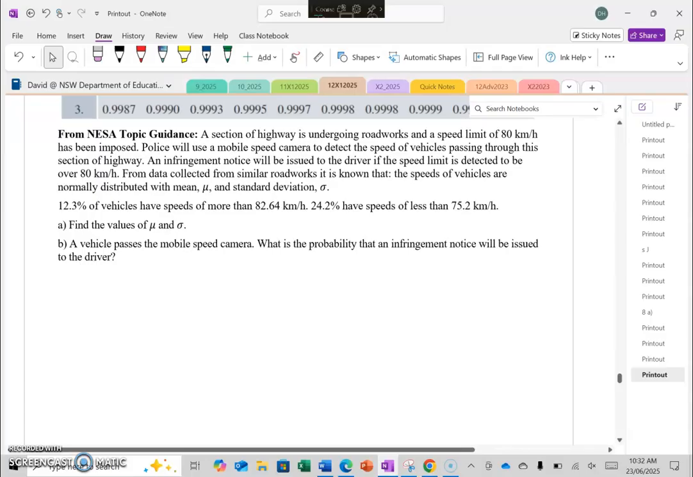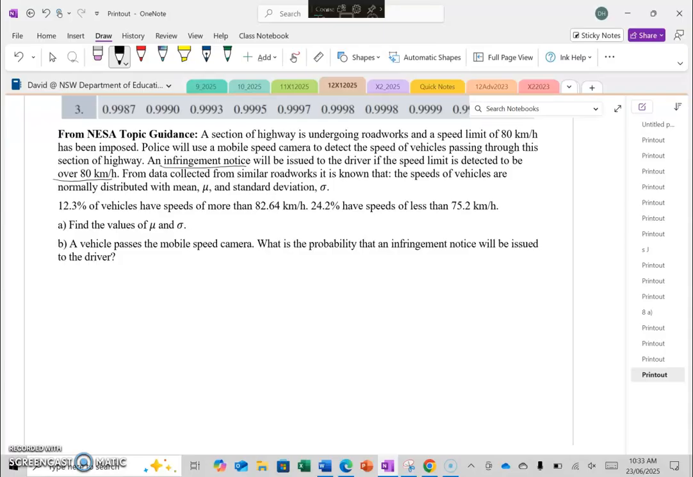The section of highway undergoing roadworks. Speed limit of 80 kilometers an hour has been imposed. Police will use a mobile speed camera to detect the speeds of vehicles passing through the section. An infringement notice will be issued to the driver if their speed is detected to be over 80 kilometers an hour. From the data collected from similar roadworks, it's known the speeds of vehicles are normally distributed with mean mu and standard deviation sigma. So we can represent the speeds of the cars going through by a normal distribution with an unknown mean and an unknown standard deviation.